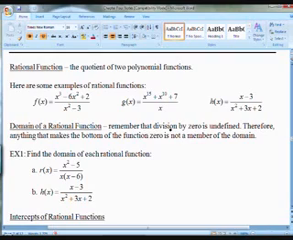The domain of a rational function, you probably remember this from a few lessons back. Remember that division by 0 is undefined, therefore anything that makes the bottom of the function 0 is not a member of the domain. So looking back up here, f of x, can you tell me how many different things are not in the domain there?